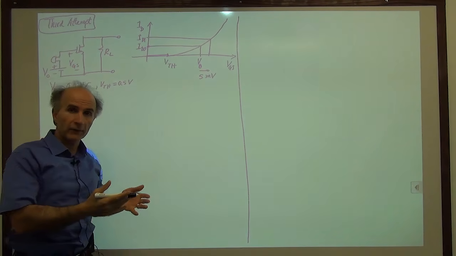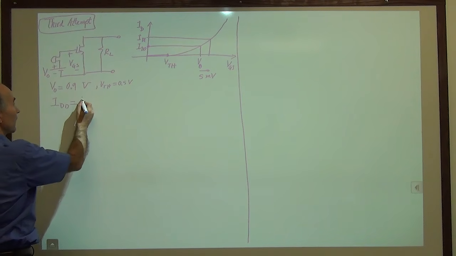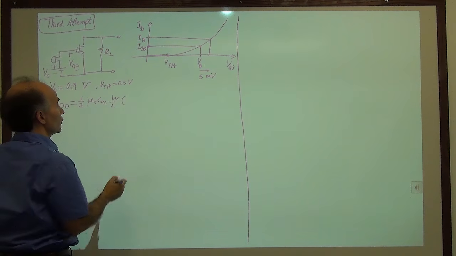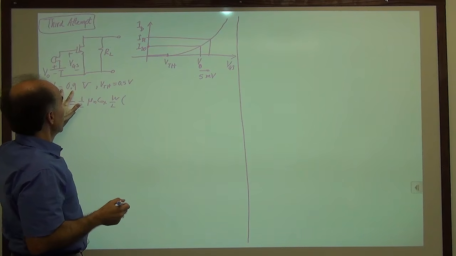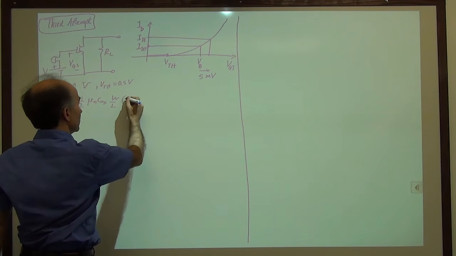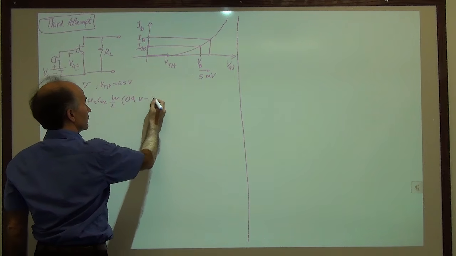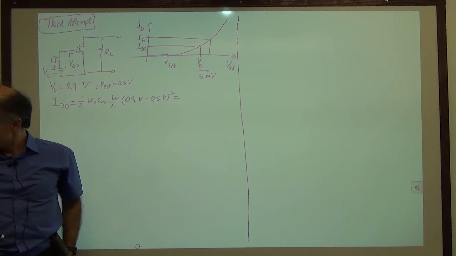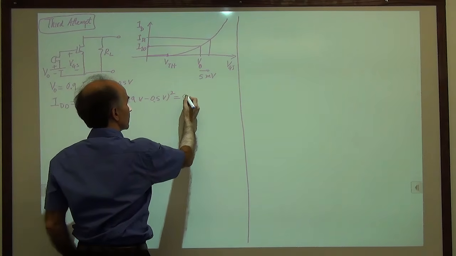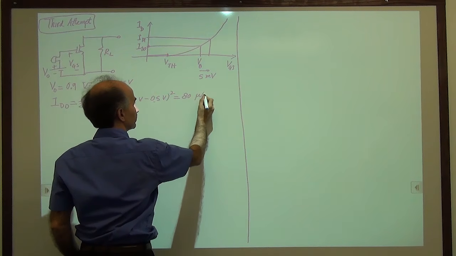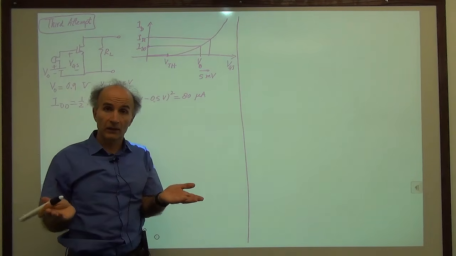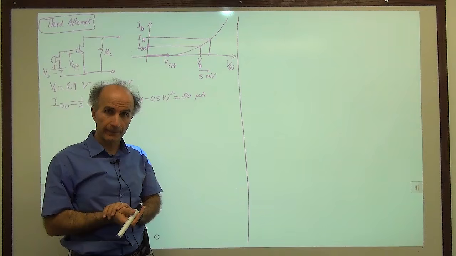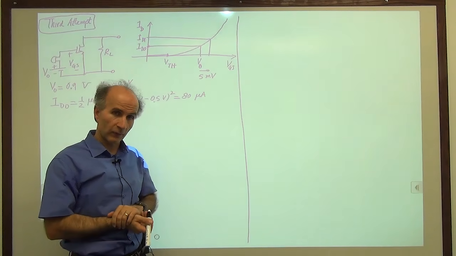ID0 is again 1/2 of mu n C ox W over L times VGS minus the threshold, squared. How much is VGS? V0, no signal, so V0 is 0.9 volts. 0.9 volts minus the threshold, 0.5 volts, squared. And that gets us approximately 80 microamps. So when there's no signal, we have a current of 80 microamps flowing from drain to source, and we have a gate source voltage of 0.9 volts.